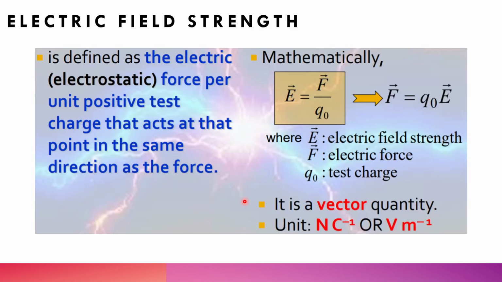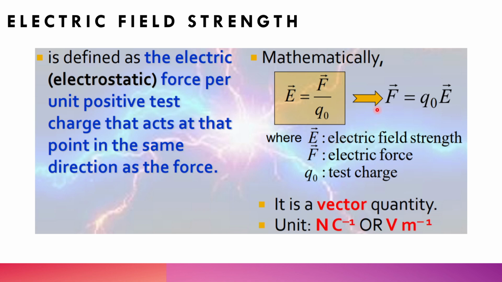So this is the general equation for the electric field strength. As you know, it's defined as the electric force or the electrostatic force per unit positive test charge. So here we have E, where E is the electric field strength equal to electric force or the electrostatic force per unit positive test charge. Q naught is the test charge. Charge Q2 tadi yang kita bawa dan kita letakkan dekat point A tadi. So this is the test charge, that acts at that point in the same direction as the force.